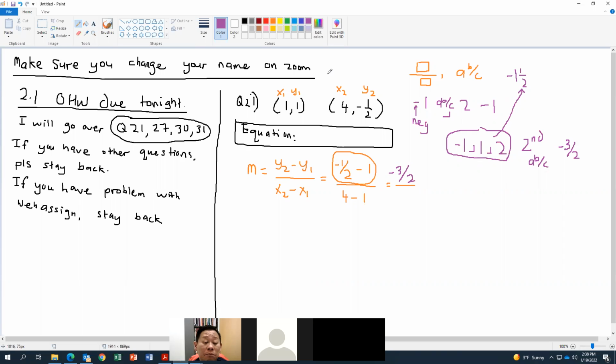Anyone okay with here? Next, this is easy. 4 - 1 is 3. Okay, so make sure that if you have a scientific calculator, and if you haven't, please buy one, because it will do all this fraction stuff for you.